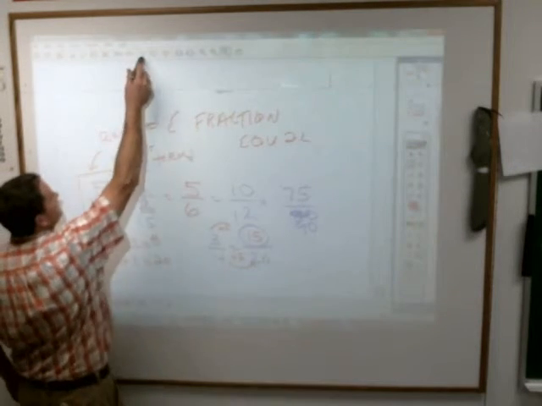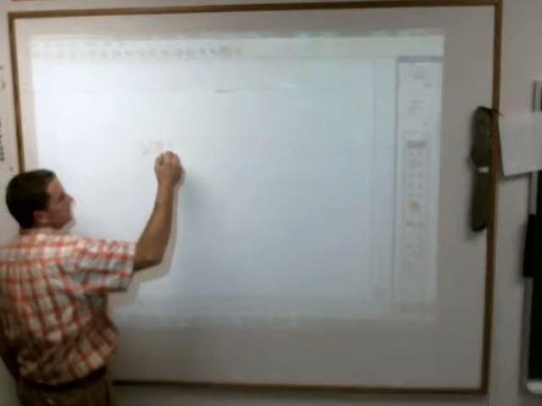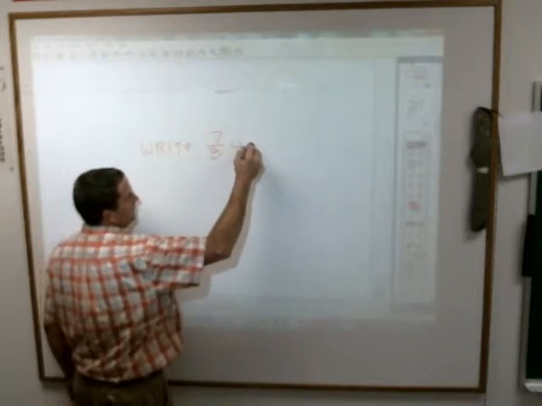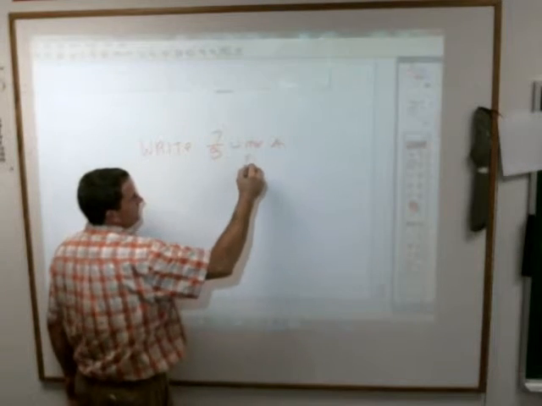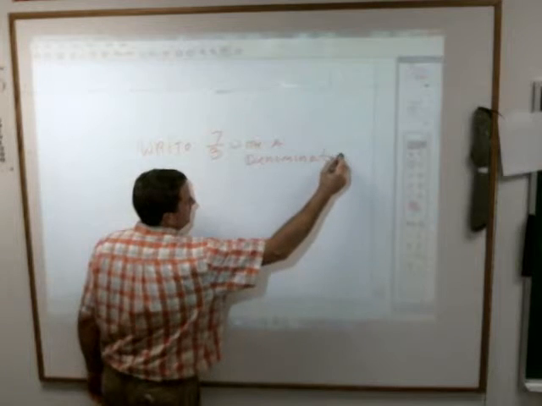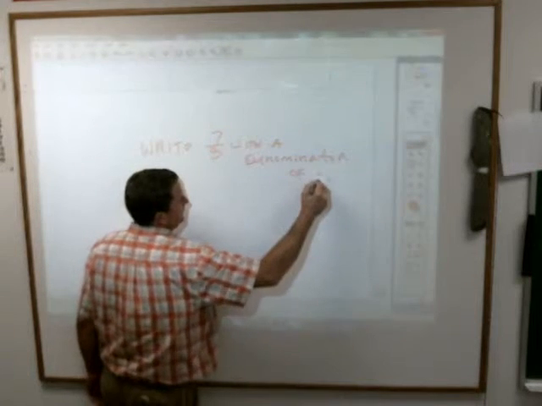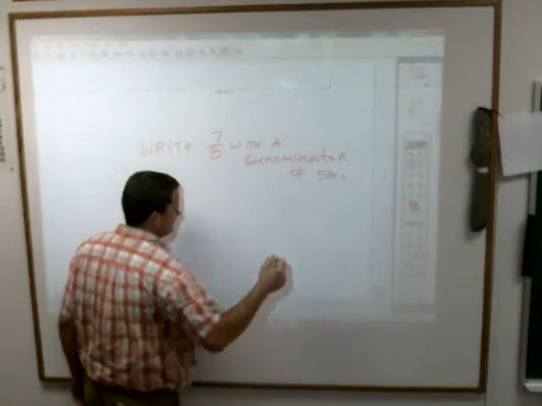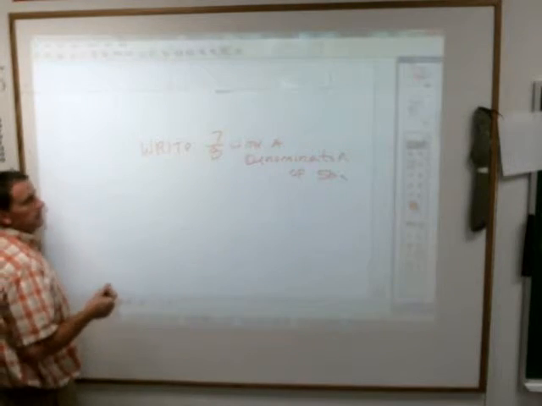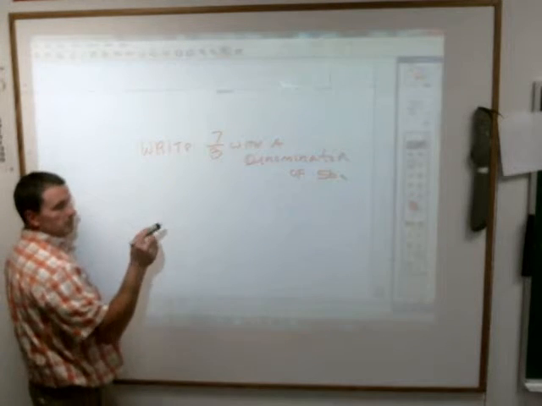Write 7/8 with a denominator of 56. How do you suppose I go about doing that? Kelsey wants to say, see how many times 8 goes into 56? Well, I would start by doing this.